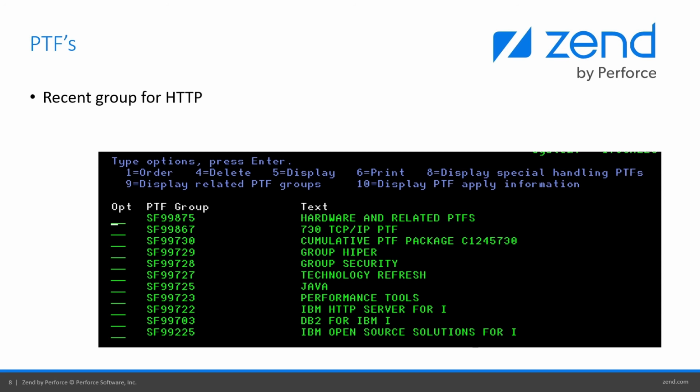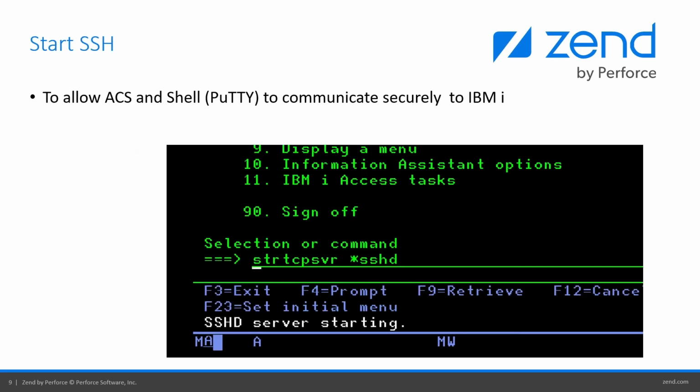To allow ACS and the shell, or the PuTTY shell, to communicate securely to IBM I, we're going to need to start the SSHD daemon, otherwise known as Secure Shell. This is done by issuing the STRTCPSVR command, STRTCPSVR *SSHD, from the green screen command line.